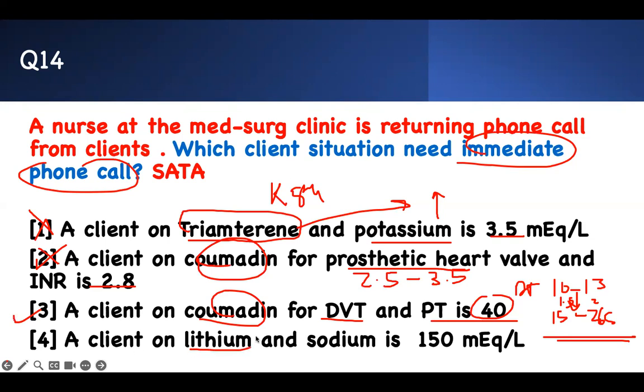A client on lithium and sodium is 150. This is also too high. When you're on lithium, I want sodium to be normal as much as possible. A sodium of 150 will make your lithium go down, and what will happen to the patient? They will become manic. They will be in your hospital in a manic episode. Therefore, they need a phone call. 3 and 4 need a phone call. This is the end of it. Like I told you, critical thinking: overstretching lab values to let you think about what you need to know. Best of luck.